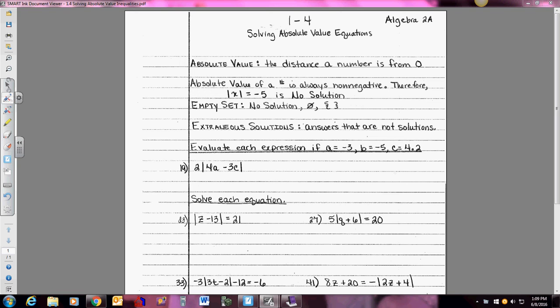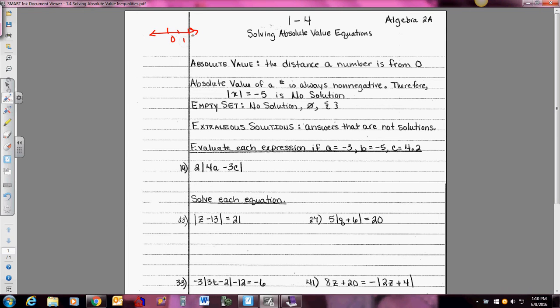This lesson covers 1-4, solving absolute value equations. If you remember, the absolute value is the distance a number is from 0. So it's the distance from 0 on a number line, if that makes more sense to you. If you think about it, can distance ever be negative when we're talking about absolute values? No, right?